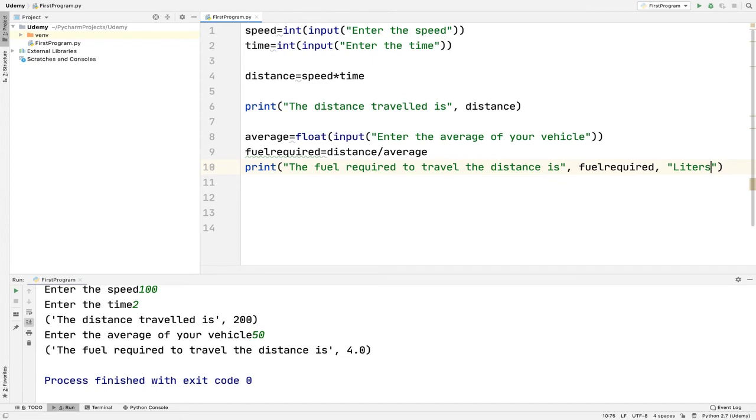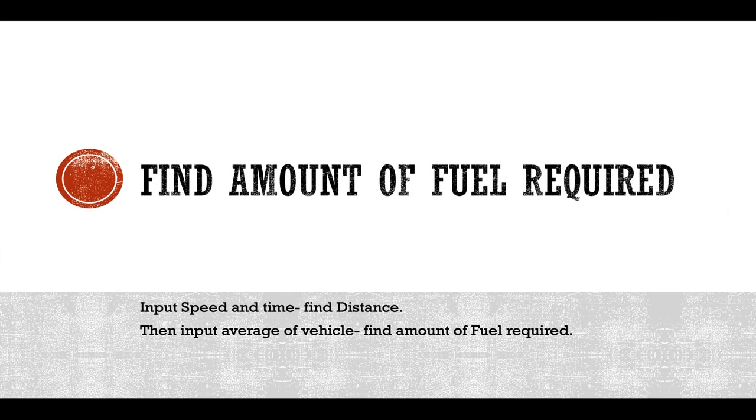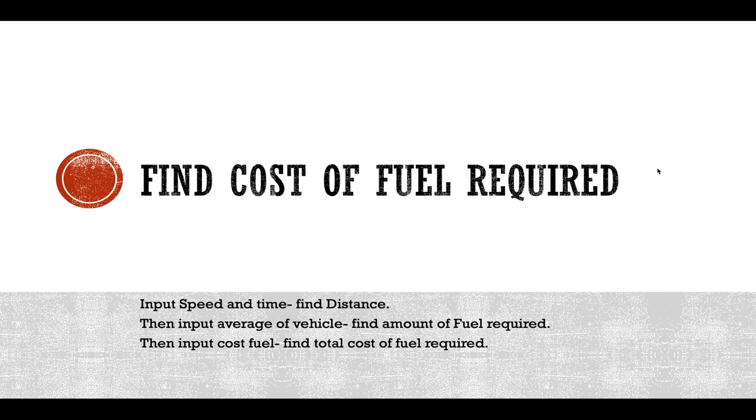Now let us take this program further. Let us see how our third input in this program works. You have to input the speed and time and find the distance. Then you have to input the average of the vehicle and amount of fuel required. This we have already done. Now we have to input the cost of fuel per liter and find the total cost. So suppose the total fuel required is 4 liters and cost of fuel is 50 rupees per liter, then the total cost incurred in buying that fuel will be 200 rupees.